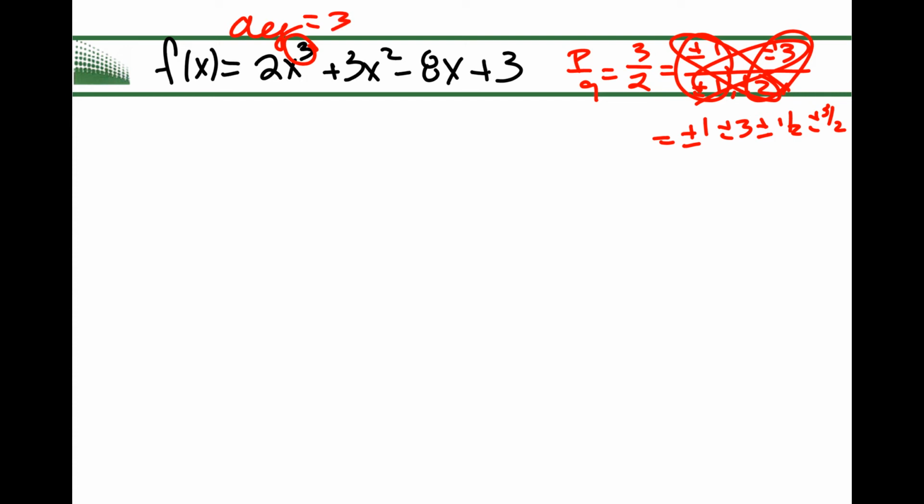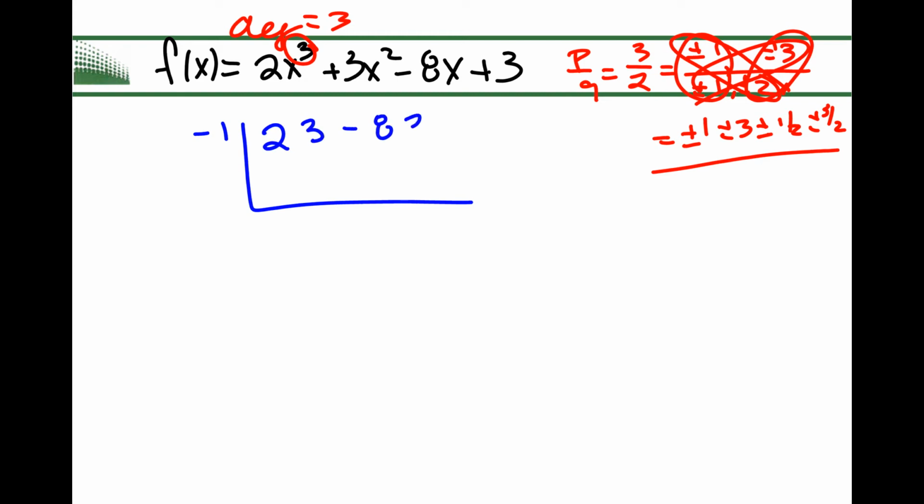So at most I could have 3 zeros, and they're going to be hiding in here. Not all of them are going to be hiding in there because these are only the real ones. But some of them, we have a way of jump starting. So what you do is you try one. So let me try a negative 1. If I want to try negative 1, I put negative 1 out front, and then I take my coefficients from my polynomial and I do synthetic.